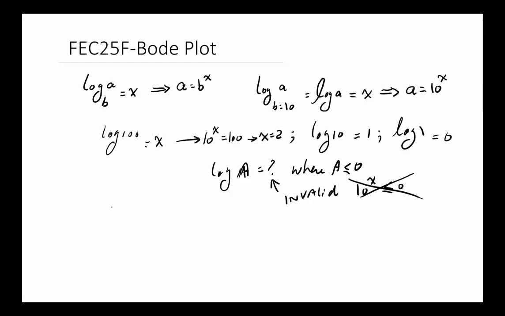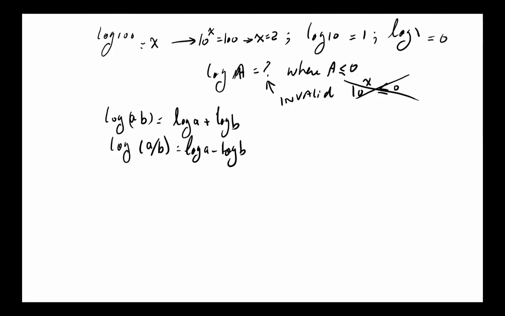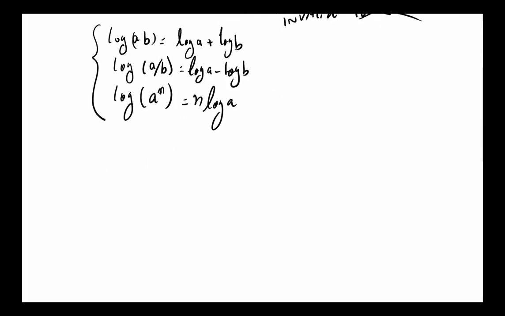A couple of characteristics of log we should remember: log of A times B is equal to log of A plus log of B. Log of A divided by B is log of A minus log of B. Most of you, if you're studying electrical engineering at this level, studied these long ago, so this is just maybe a refresher. Log of A to the power of n is equal to n log of A. So these are the basic definitions of log and some really basic characteristics that are very useful as we move forward and look at Bode plots.